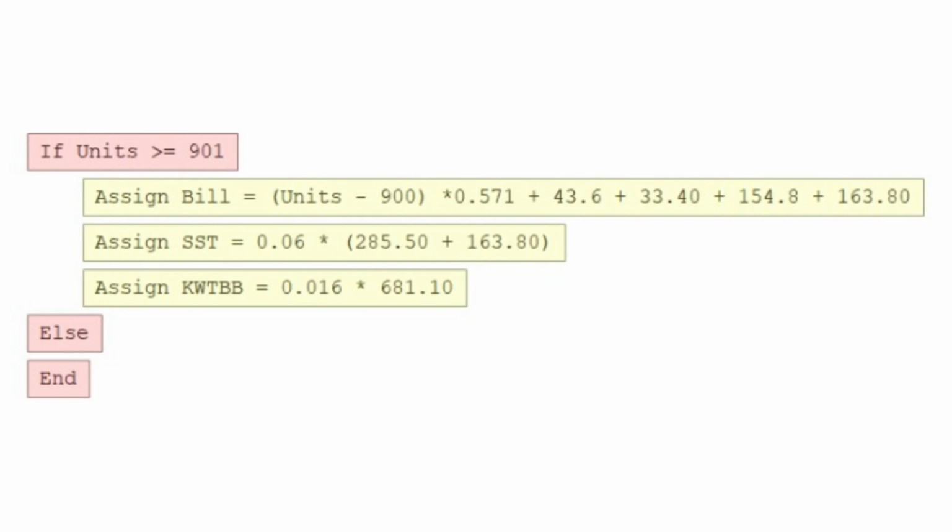The fifth and the last condition is for units over 900. The rate is 0.571. SST is calculated as 6% of a combined total, and KWTBB is also applied at the last step.